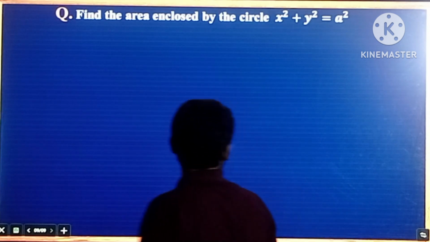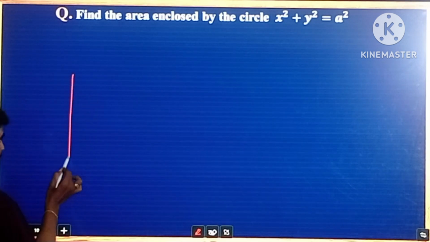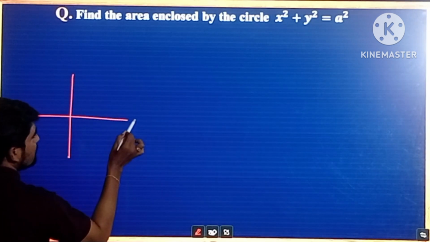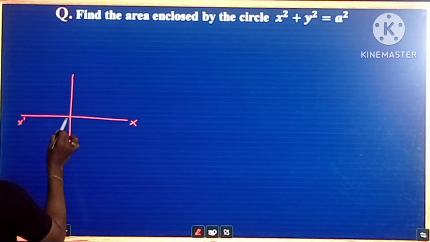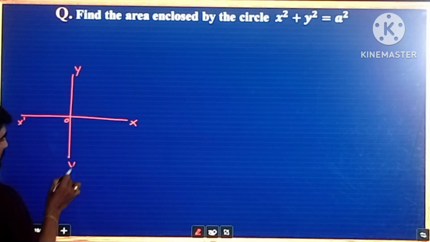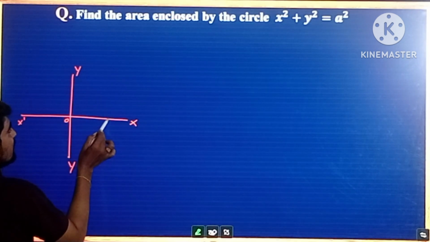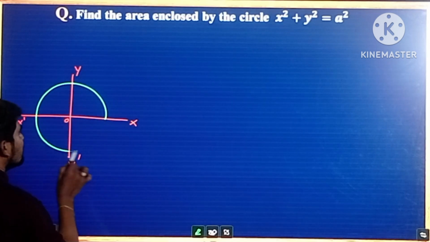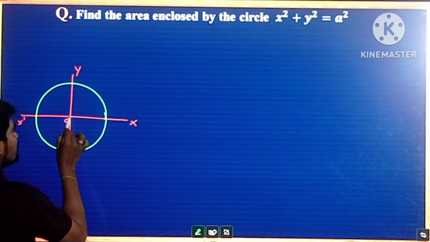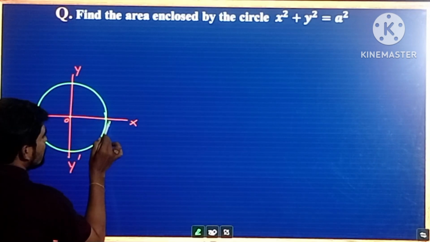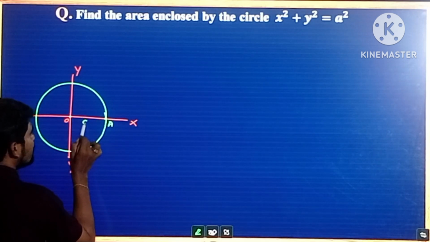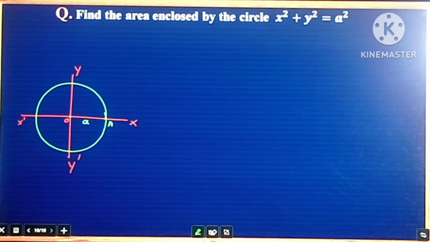See here, first thing I am going to draw this circle, y-axis, x-axis and origin. Given is a circle with center origin, radius is a. It means this is the given circle whose center is origin and radius is equal to a. It means length of OA is equal to a. I hope all of you are understanding.